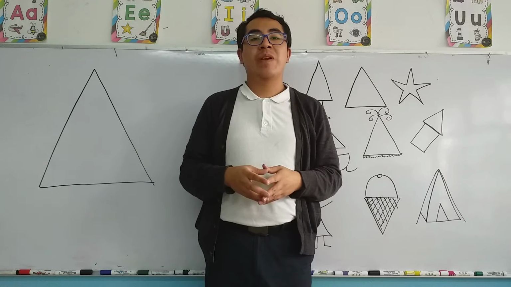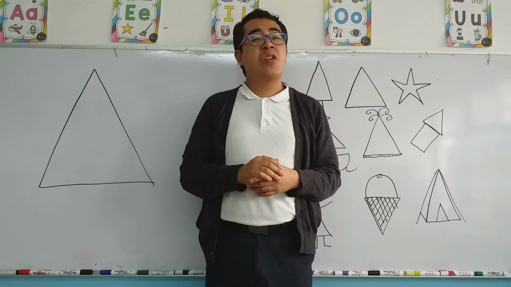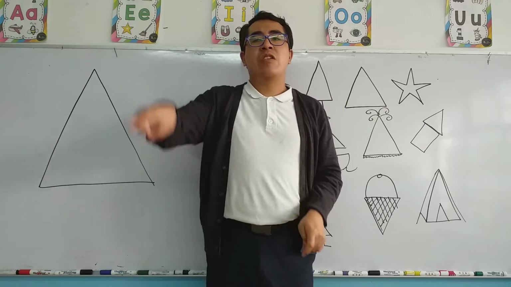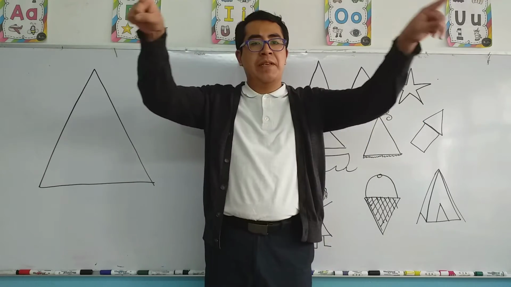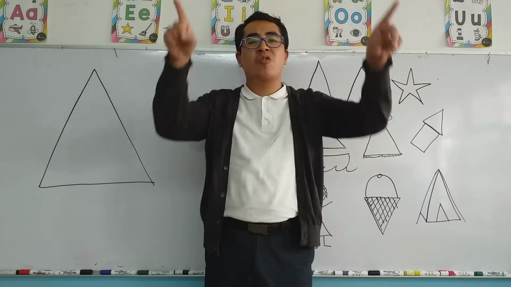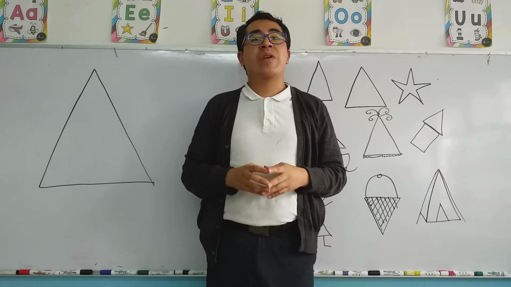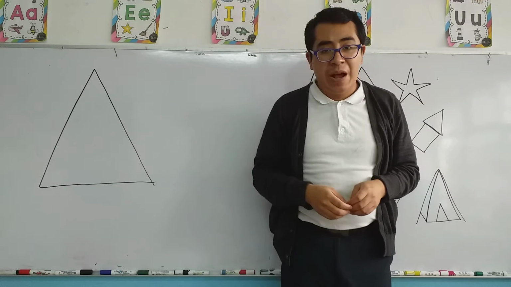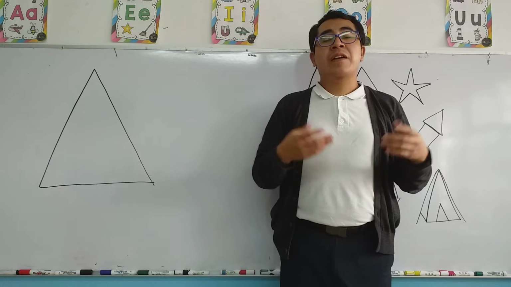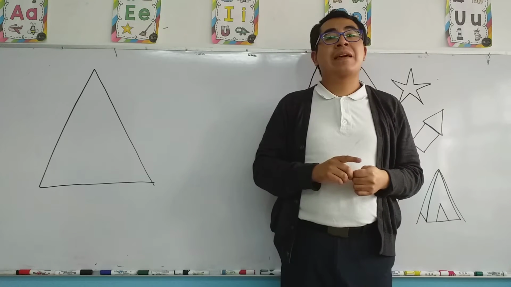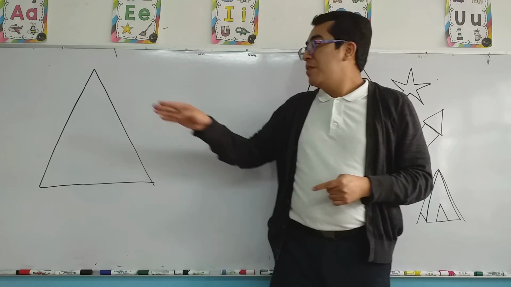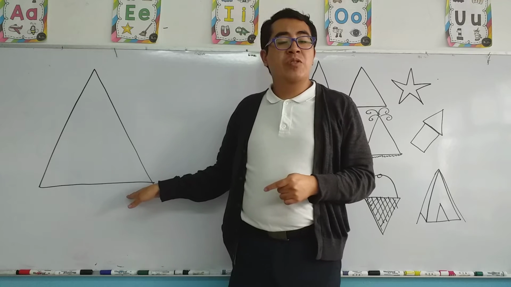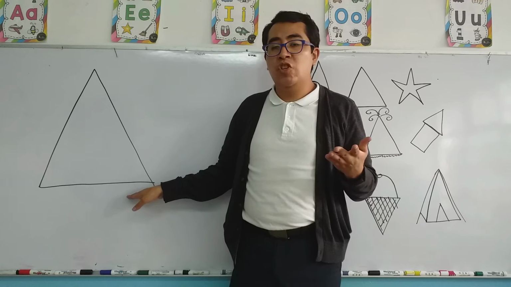For today, my children, we're going to start with a brand new geometric shape. Now remember, previous ones were the circle, rectangle, and a square. Today, we are going to enter a new one, and it's right here, the triangle. Now, characteristics of a triangle. It has three sides, 1, 2, and 3. When they are together, they conform this geometric shape.